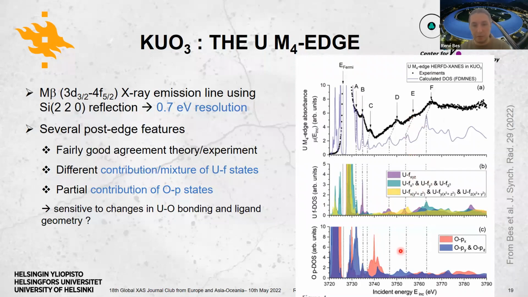And if you compare in the same way with oxygen, you may get insight into which of these features are linked to bonding or anti-bonding with oxygen p states as well. So lots of these features may show sensitivity to any change in the uranium-oxygen bonding and the ligand geometry. By comparing these features between different compounds having different geometry around uranium, we may get even better insight into the bonding itself between uranium and oxygen.